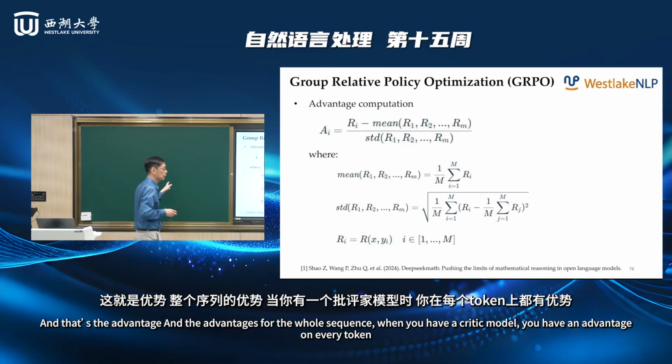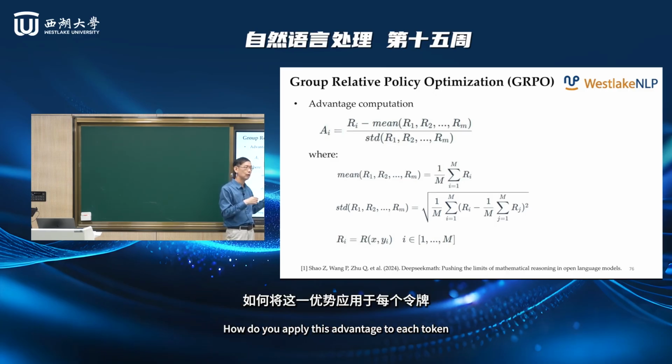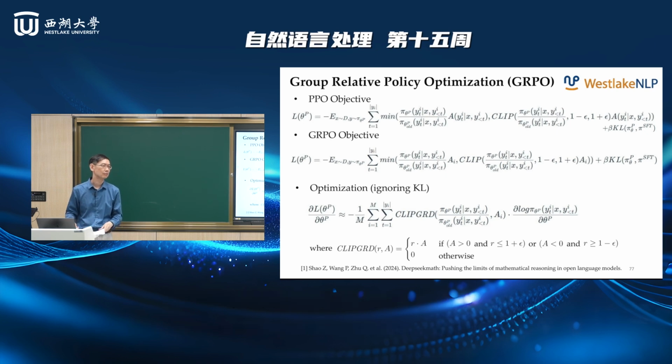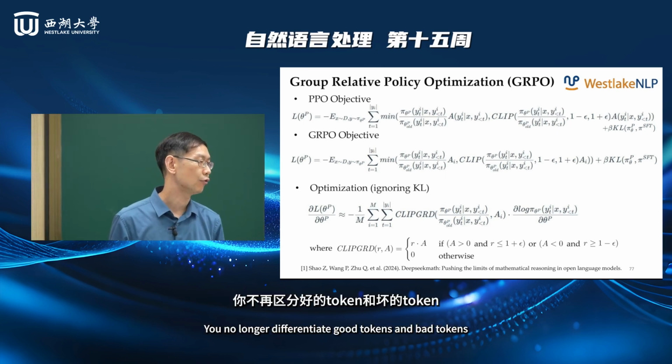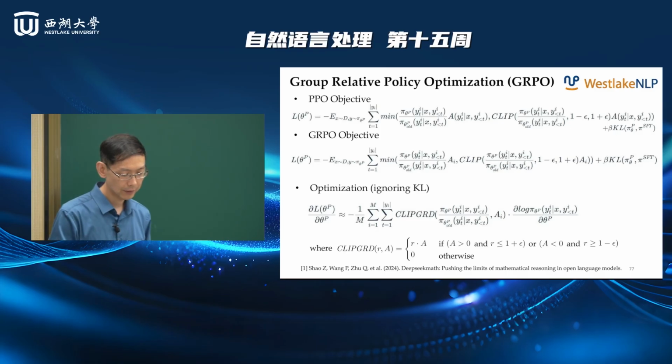And the advantage is for the whole sequence. When you have a critique model, you have an advantage on every token, and every token has a different advantage. But now you can only calculate an advantage for the whole sequence. How do you apply this advantage to each token? The answer is simple. You just copy the same advantage to every token, and you're done. You no longer differentiate good tokens and bad tokens. You only differentiate good sequences from bad sequences.